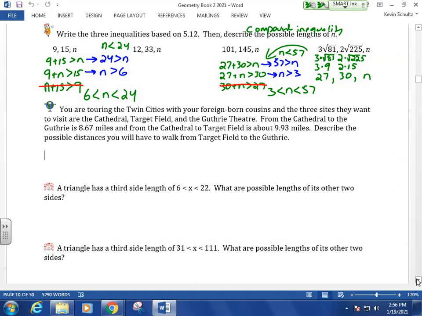Some relationship between the two given sides, which I'll underline here. I'll do it in black. The two given sides, 9 and 15, and the kind of the bookends of our range here. What relationship do you see between 9 and 15, and then 6, and then 9 and 15 and 24? Or what relationship do you see between 27 and 30 with 3, and then 27 and 30 with 57?